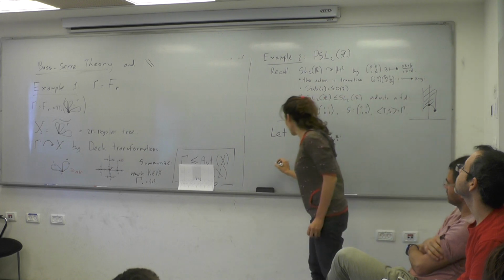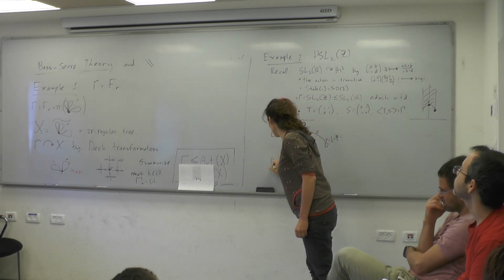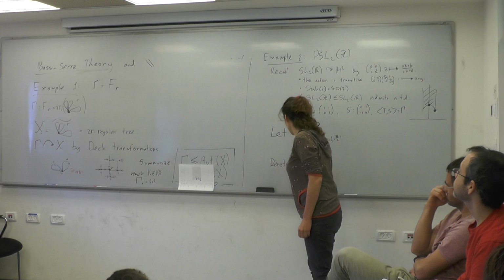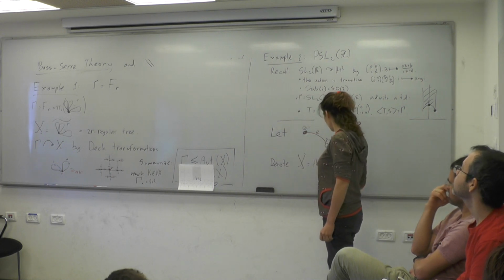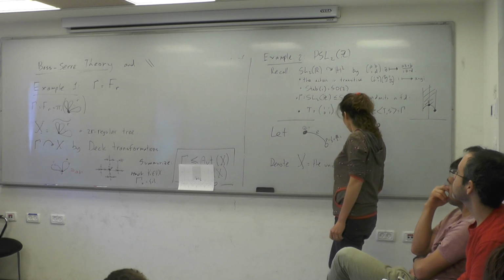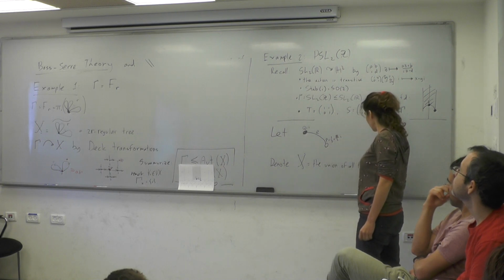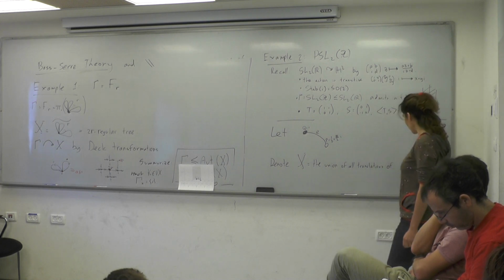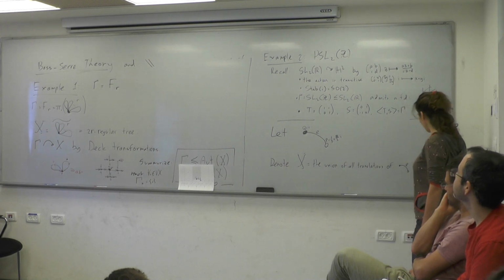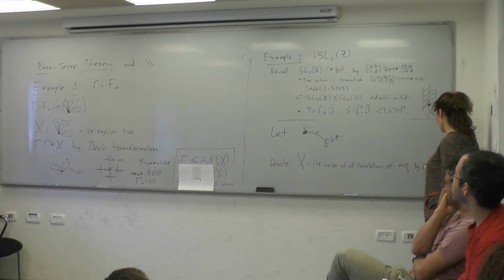So denote by X the union of all translations of this edge by the group SL2Z or PSL2Z.